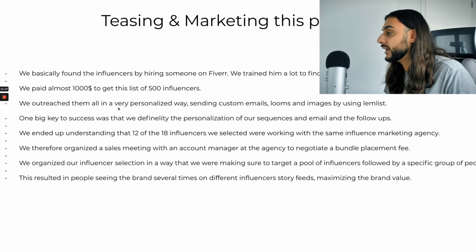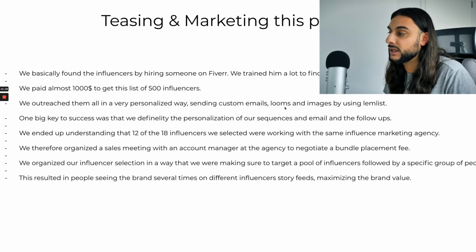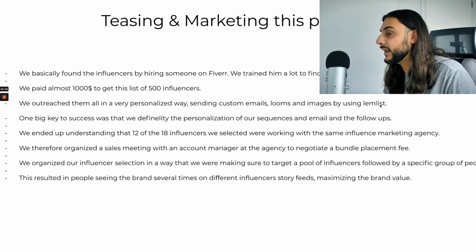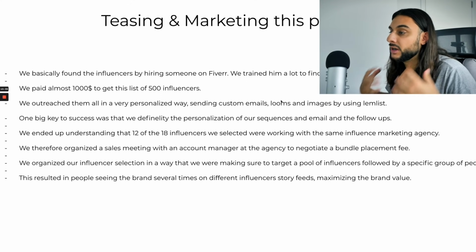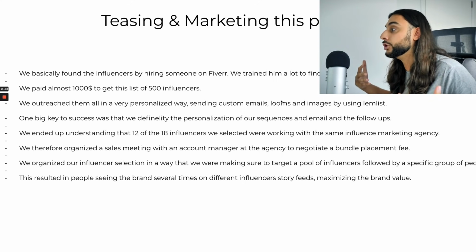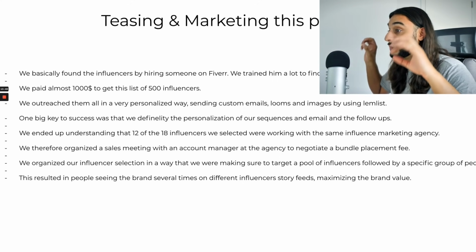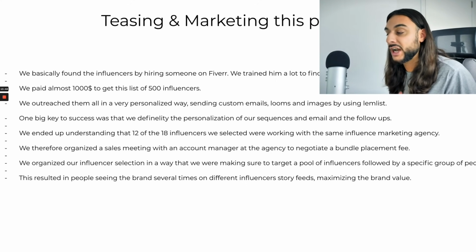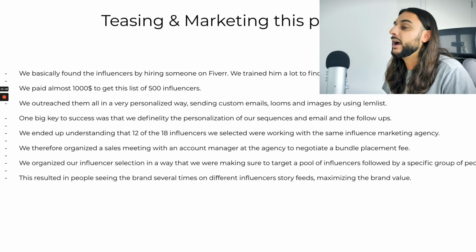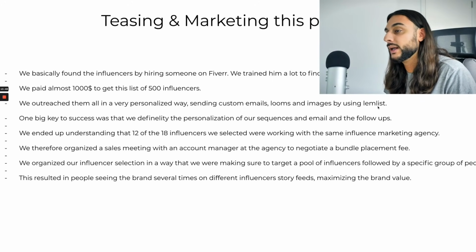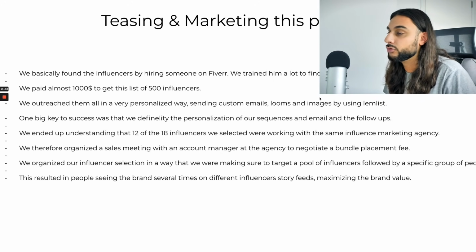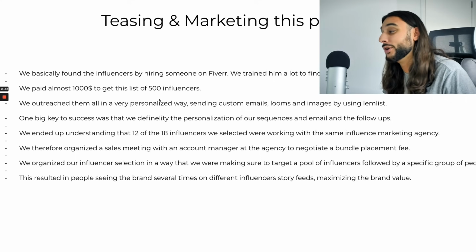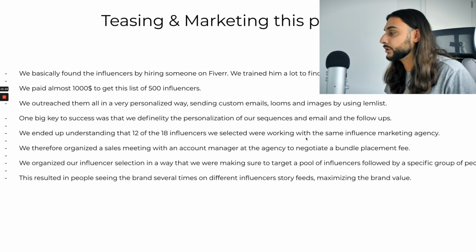We reached out to them all in a personalized way by sending them custom emails, Looms and images by using Lemlist. So Loom is where you can create a video and link it, and then you can show what you're doing. Loom is what I'm using to record this right now. With Loom, you can send links to people, share it with people, and show them a video of things. And then we used images, and we used Lemlist to publish those. And this is really powerful. This is something that not many people are doing. And if you're doing it right, you can get some great results.